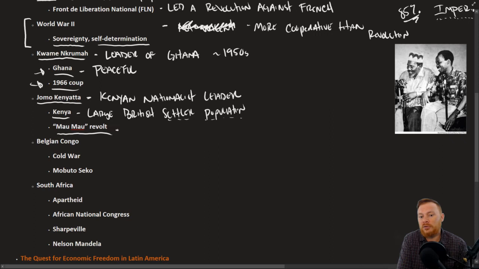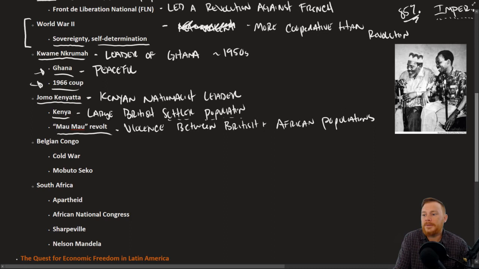The Mau Mau revolt was violence between British and African populations, or at least British descent and African descent populations. But by the 1960s, Kenya also became an independent nation.